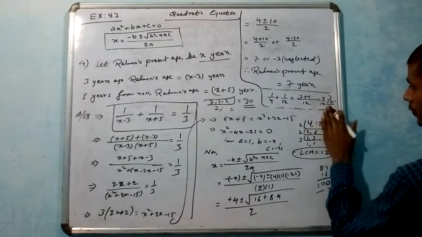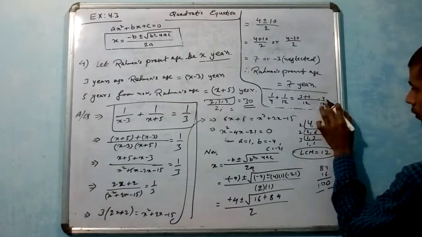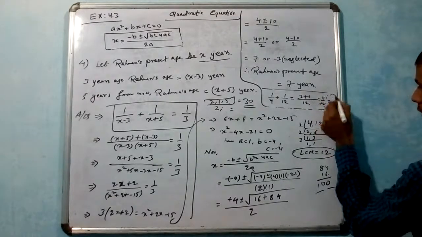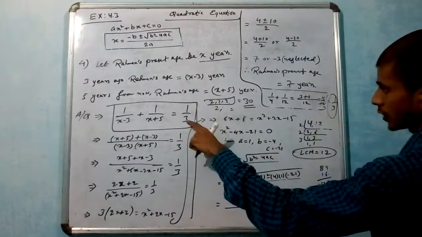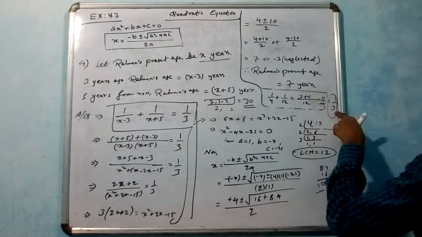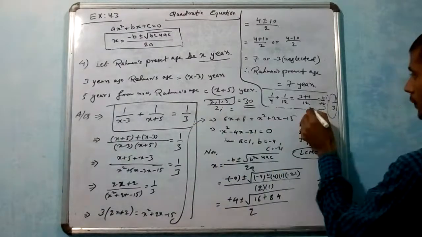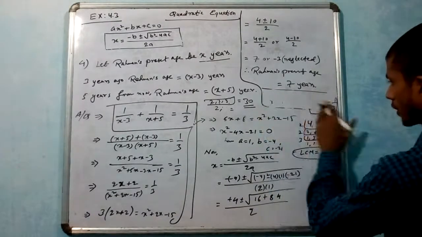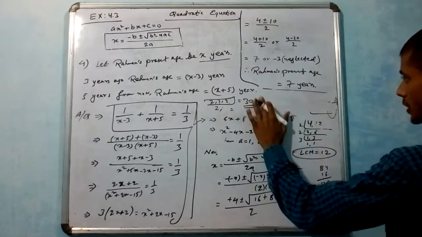And then cancel: 4 1s are 4, 4 3s are 12. Finally what are we getting? 1 by 3. Was this not the condition, that it will become 1 by 3? Yes, so cross-verified, done. Our solution is correct. Okay, no cross verification is required in the exam, it is just for your understanding. Clear? Here is the answer, done. Fine.